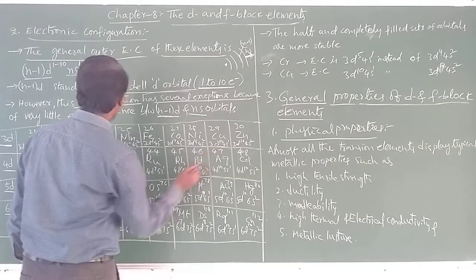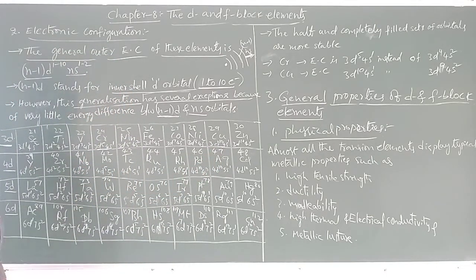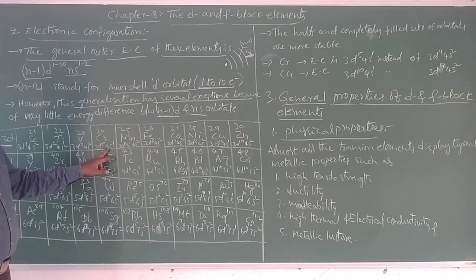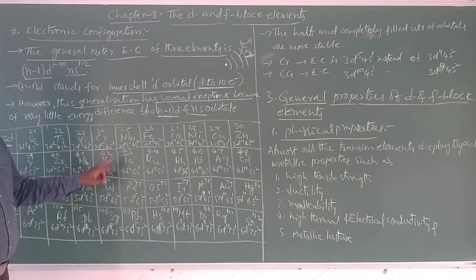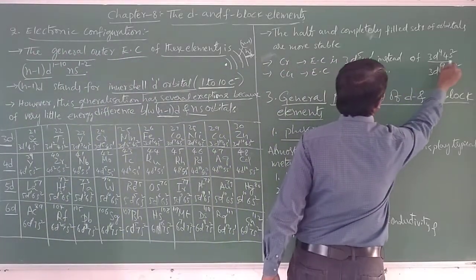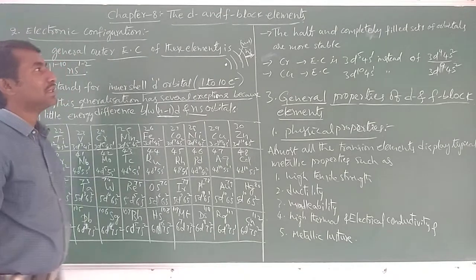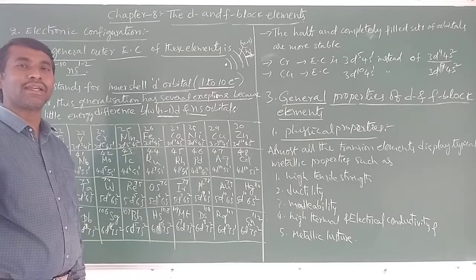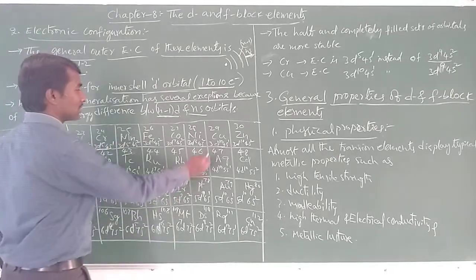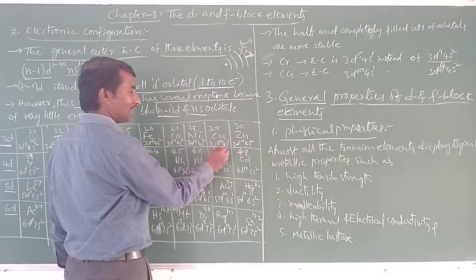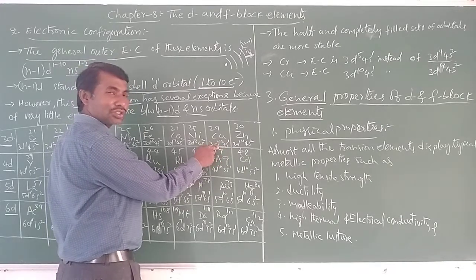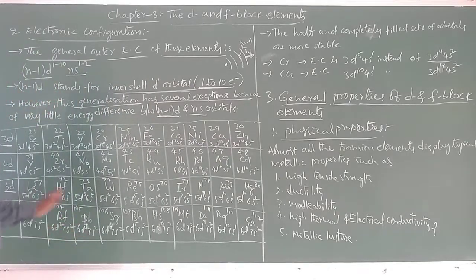Copper and chromium are exceptions. Chromium is 3d5 4s1 instead of 3d4 4s2, because half-filled orbitals have extra stability, so electrons preferably enter the d orbitals. Similarly, copper is 3d10 4s1 instead of the expected 4s2 3d9. So many exceptions are there.